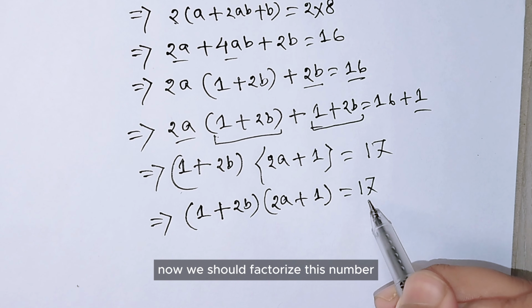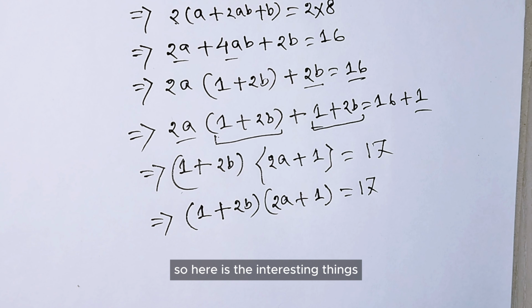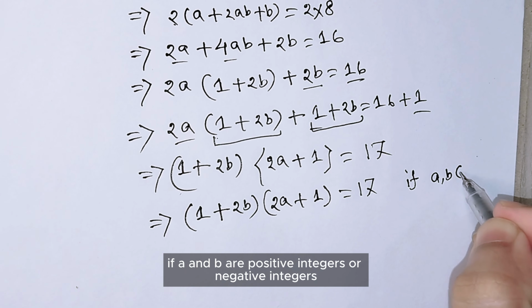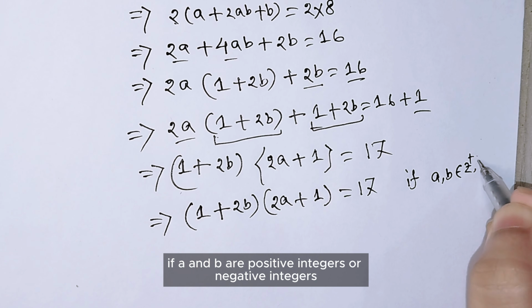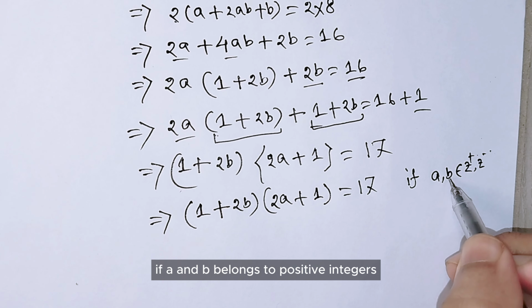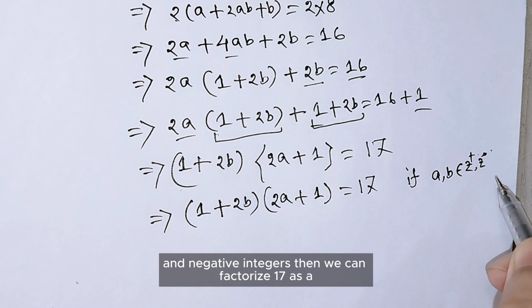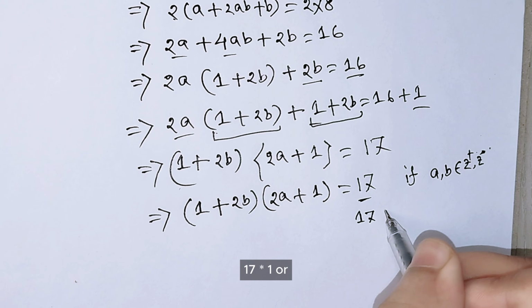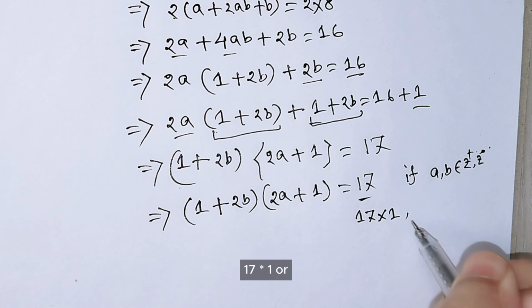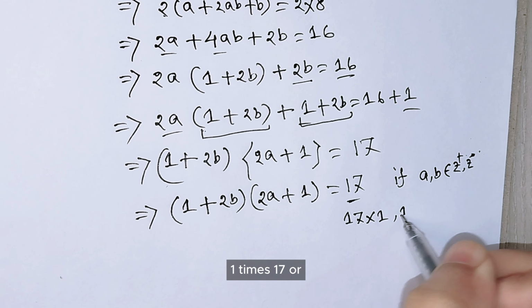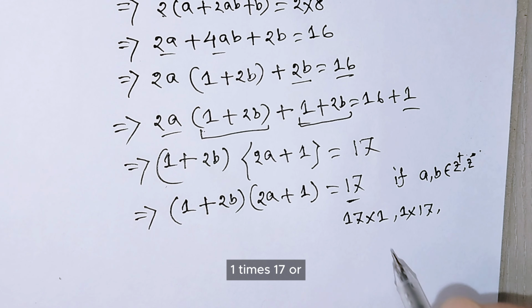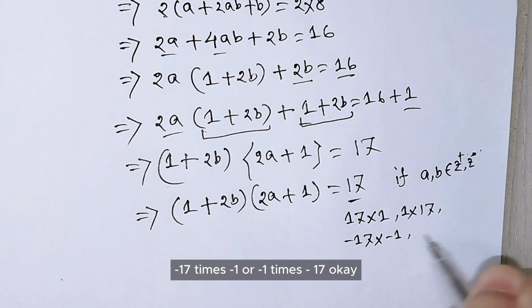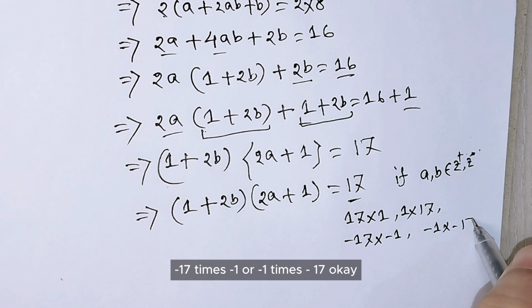Now we should factorize this term. So here is a very interesting thing. If a and b are positive integers or negative integers, then we can factorize 17 as 17 times 1, or 1 times 17, or minus 17 times minus 1, or minus 1 times minus 17.